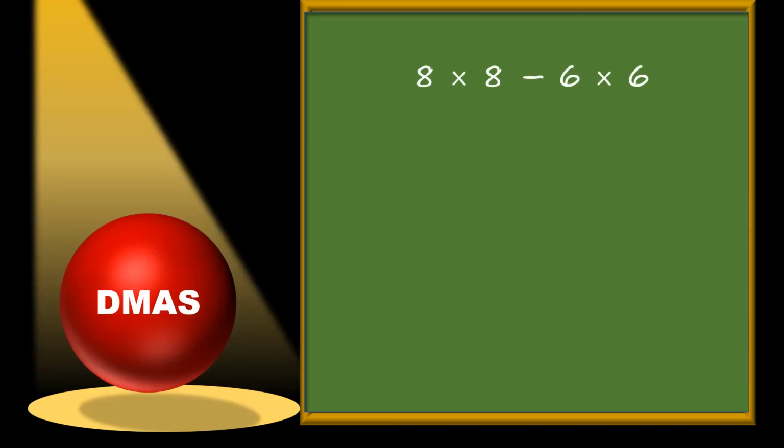Next question is this. 8 multiply 8 minus 6 multiply 6. Here are two operations, multiplication and subtraction. So according to this rule, multiplication and subtraction, which comes first? Multiplication. But here are two multiplications. So we will do both the multiplications. 8 8s are 64, 6 6s are 36 with the sign of subtraction. So we will get 64 minus 36. Now we will do subtraction and we will get 28. Very simple. So just focus on DMAS and its sequence.